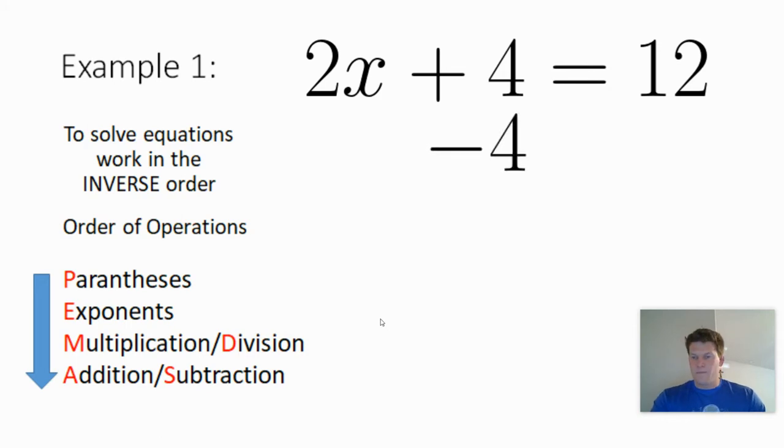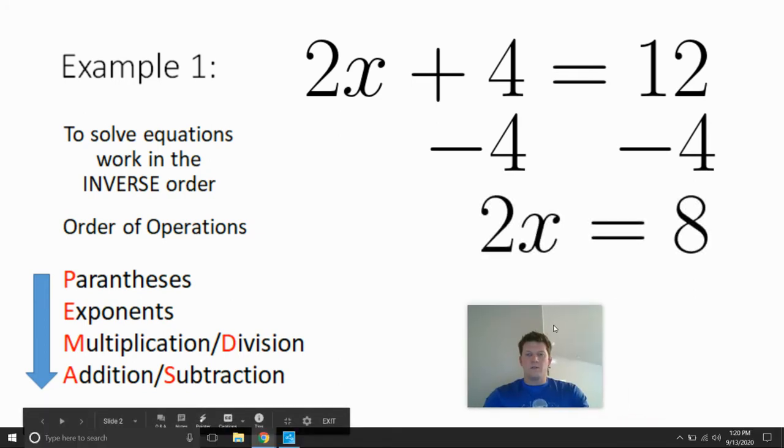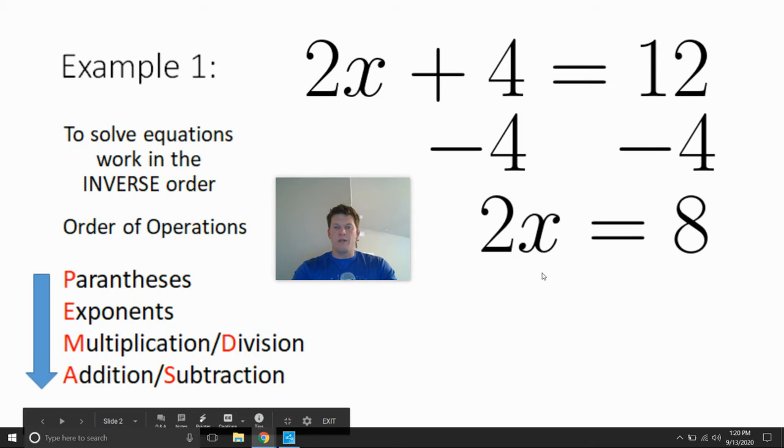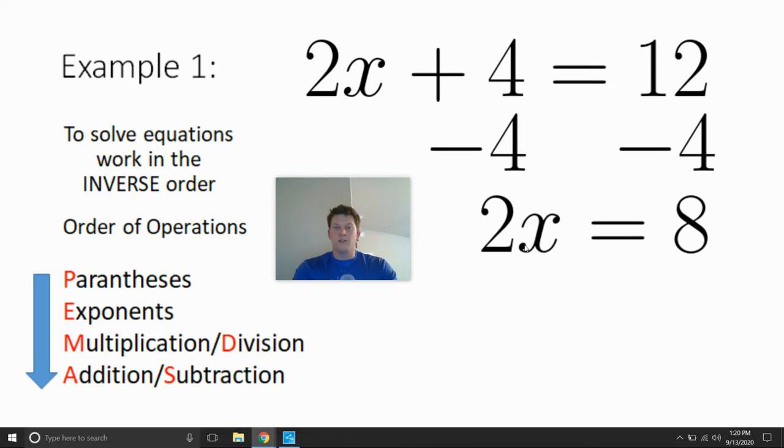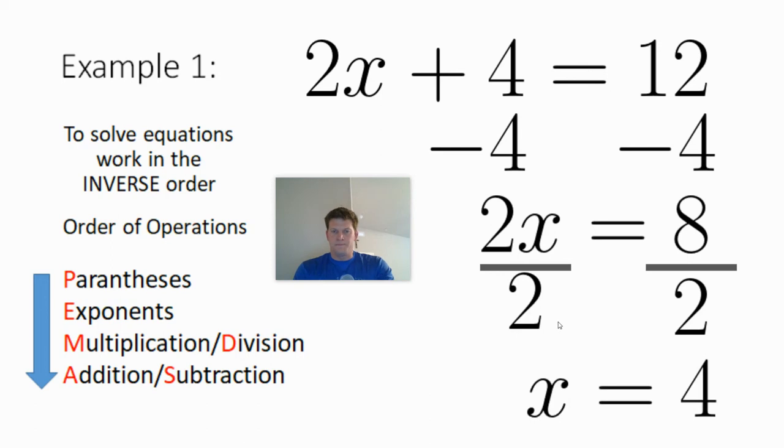I subtract it. And remember, with equations, whatever you do on one side, we need to keep it balanced, so we do it to the other side as well. Those 4's on the left cancel. 12 minus 4 on the right gets you 8. Now that we have 2x is equal to 8, we only have one operation left. It's that multiplication. So let's get rid of multiplication by dividing by 2. Whatever you do on one side, do on the other one. So divide by 2 on the other side. 8 divided by 2 gives us our final answer of 4.